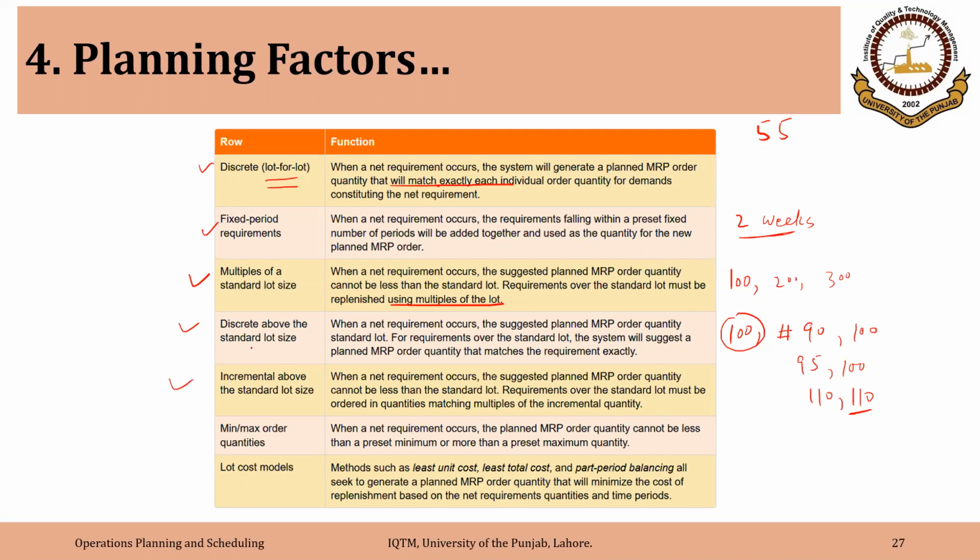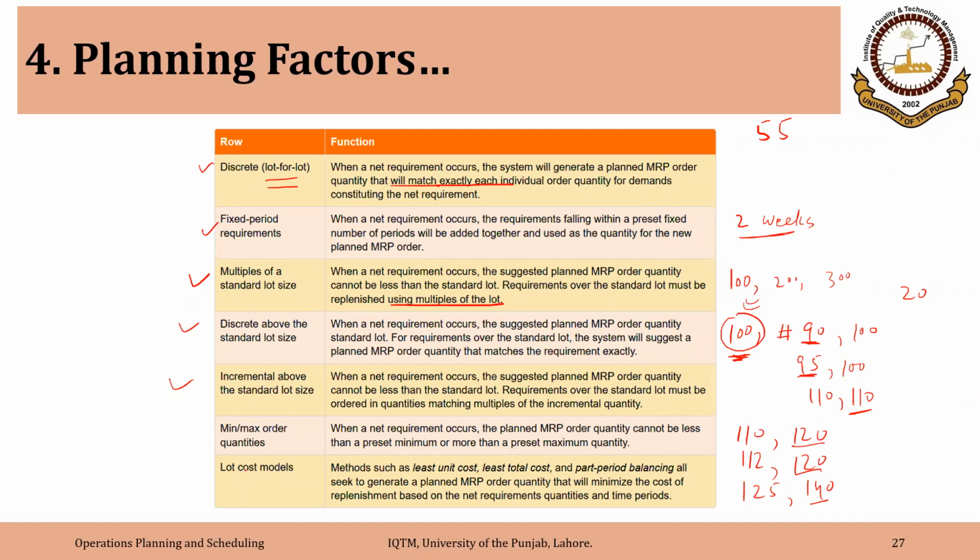Another possibility is incremental above the standard lot size. So there is a lot size, and above that lot size, you have some increments. For example, below 100, you will always place an order of 100, but above 100, you will use some multiple, say multiple of 20. So if there is a requirement of 110, you will place an order of 120. For a requirement of 112, you will place an order of 120. But for 125, you will place an order of 140 because you are using multiples of 20 above the standard lot size.